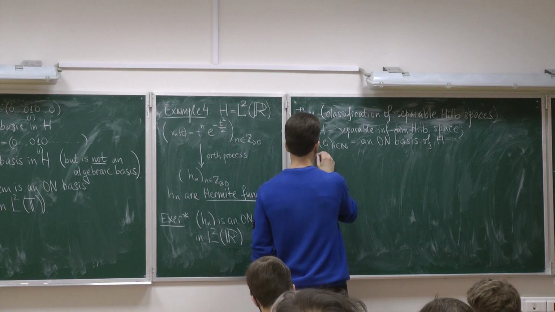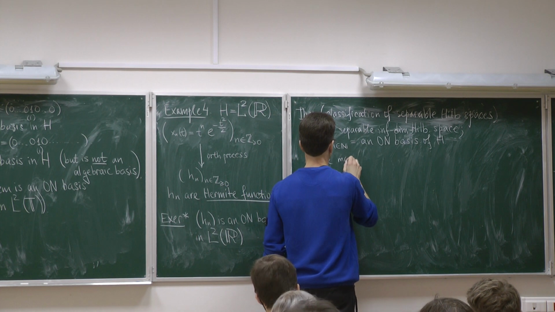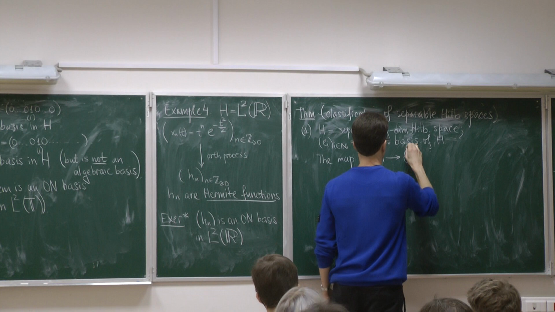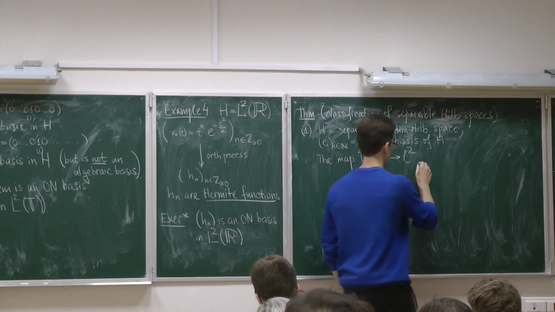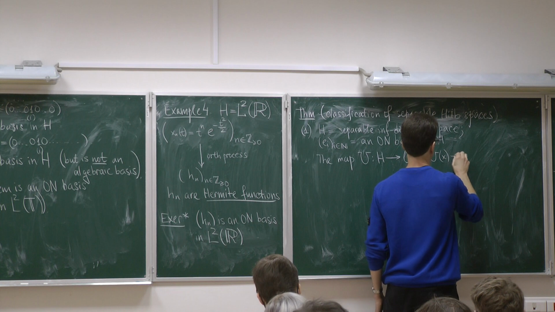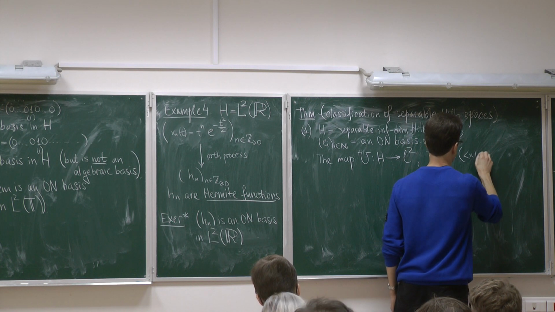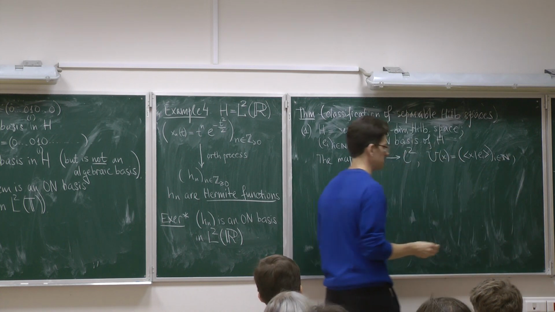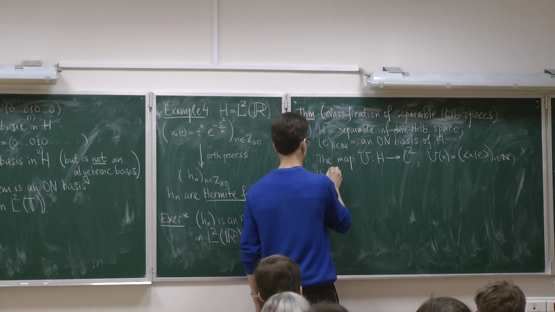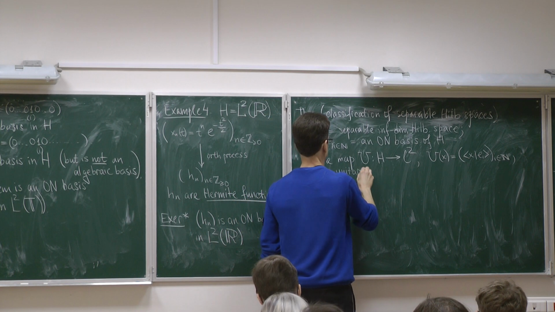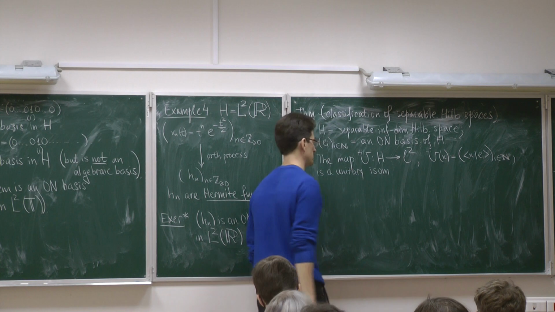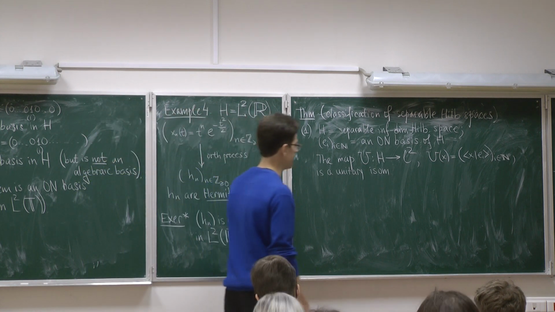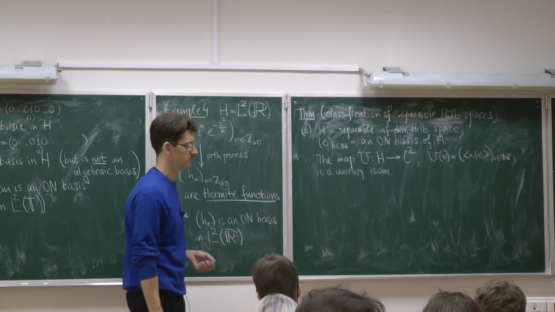I claim that the map, which will be denoted by U, the map U from H to the little l2 space, which takes each vector x to the sequence of its Fourier coefficients, is a unitary isomorphism between H and little l2. So in particular, each separable infinite dimensional Hilbert space is unitarily isomorphic to little l2.